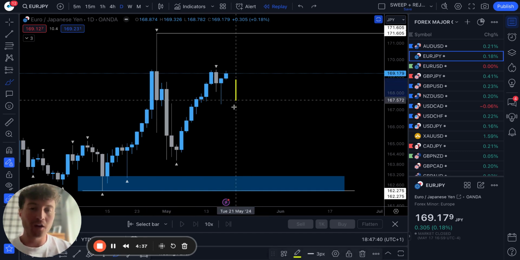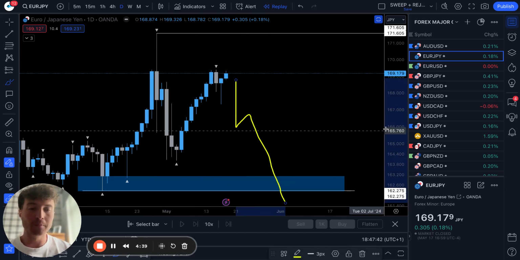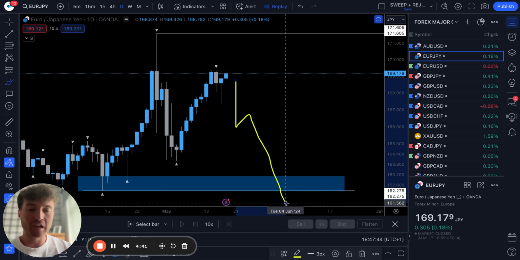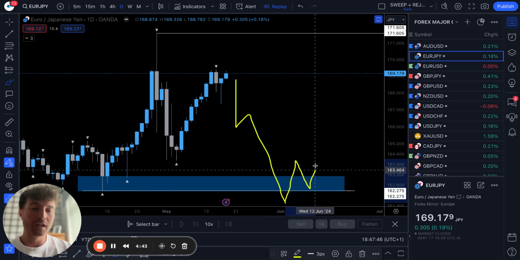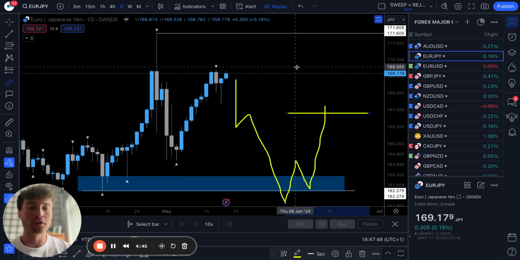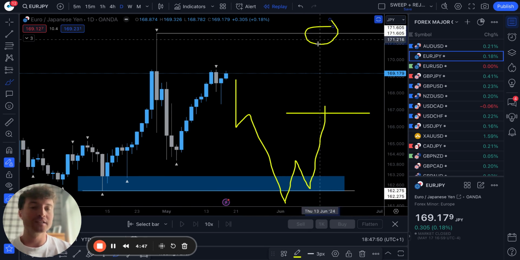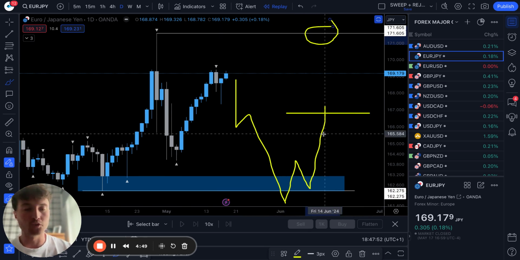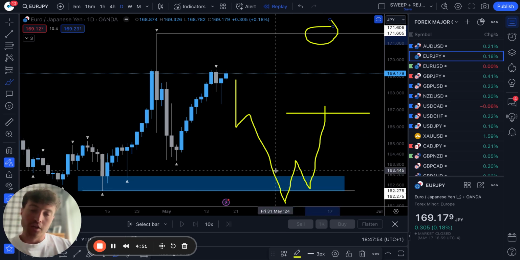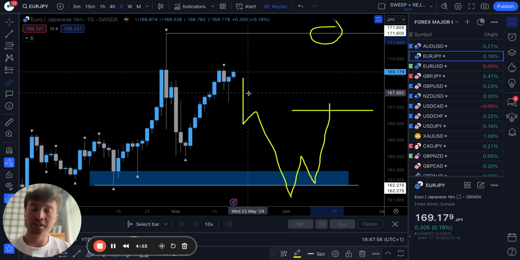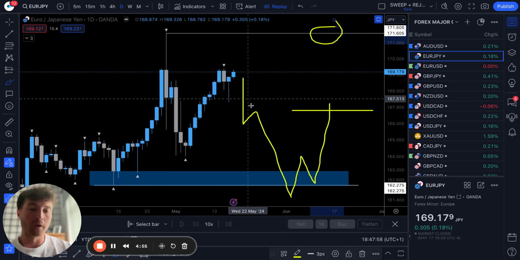So really what I would want to see on Euro JPY is below this level, deviation, reclaim, and then we can look to trade this back to the midpoint of the range, and then essentially tag the upper part of this range. So there's not too much going on. I don't know if this is going to play out next week, but this is what I would want to see.